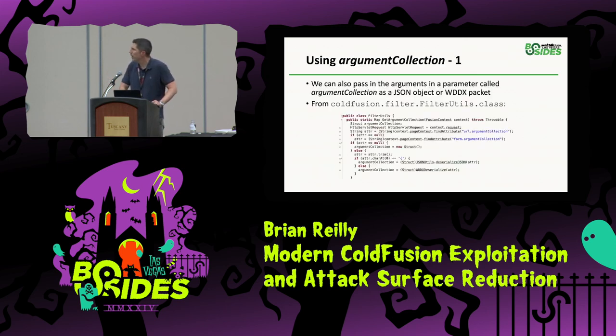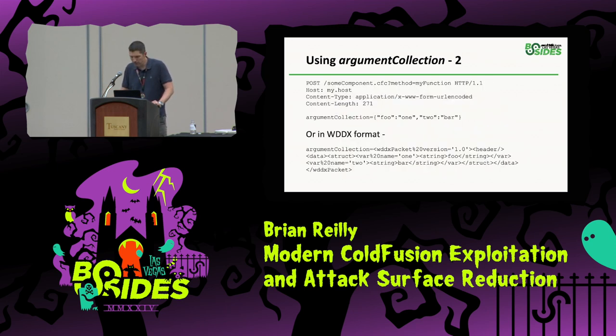But beyond doing it this way, we can also pass in all of our arguments at once in a parameter called argumentCollection. And so that can get passed in either as a JSON object or a WDDX packet, which is just an XML-like data structure. And so going back to our other example, instead of passing all of our arguments in individually, here we can see we're passing them in either as JSON or as WDDX. And again, same output, same functionality, and then just processed by those backend components.